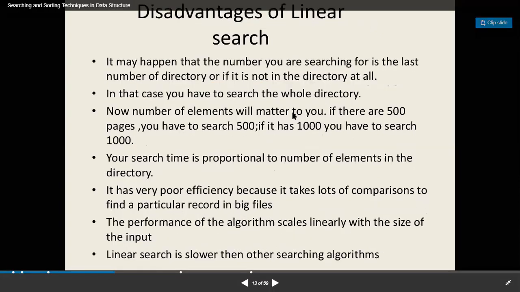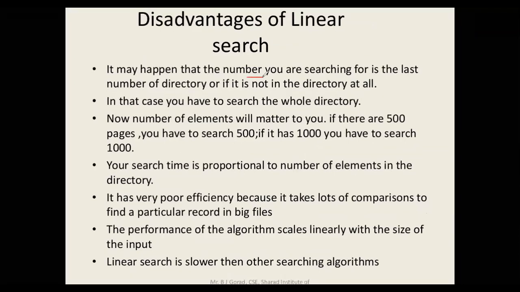Now, what are the disadvantages? It may happen that the number you are searching for is the last number of the directory, or it's not available in the directory at all. Here, directory means an array. So if the number you're searching for is the last of the array, you have to search for a long time, and after searching 1 million items, or 10 lakhs, or 1 crore array, it will result that the item does not exist.